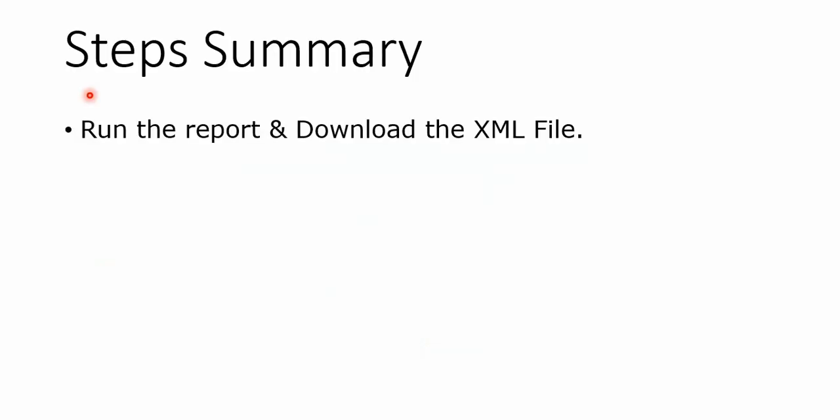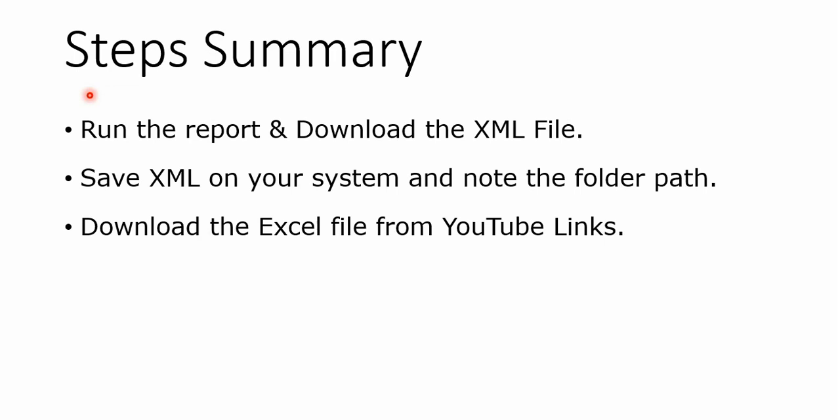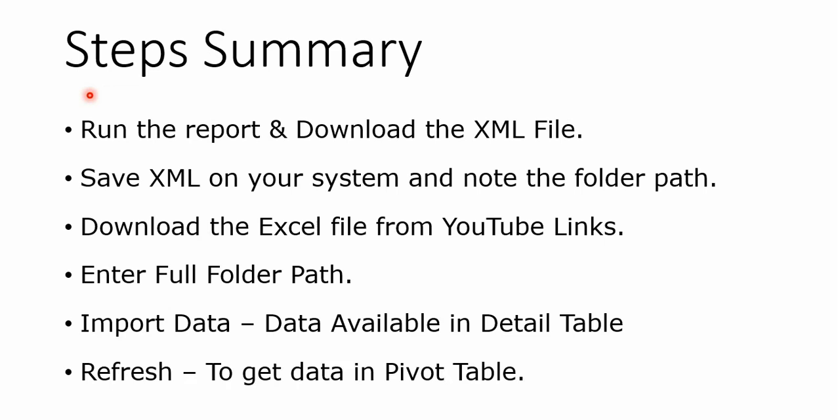Let's summarize the steps. Run the report and download the XML file. You need to run this multiple times if you need data of multiple business units. Save the XML file on your system. Note down the folder path. Download the Excel file from the YouTube links. Enter the full folder path and click on the import data button, and the data will be populated in detail table. And click on the refresh button on the dashboard sheet to get the data in the pivot. So you need to press refresh every time you make any changes in the detail table.